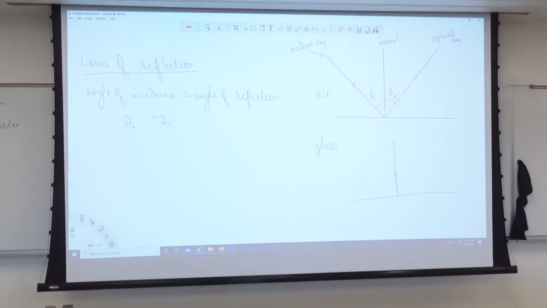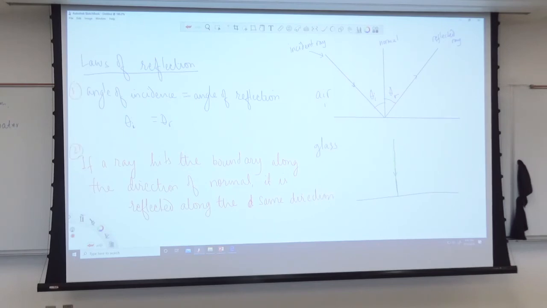So second one is if a ray hits the boundary along the direction of normal, it is reflected along the same direction. Okay, that's the second one.